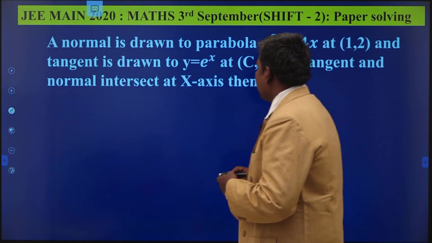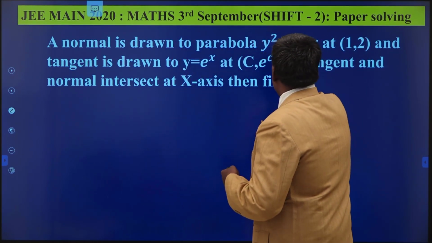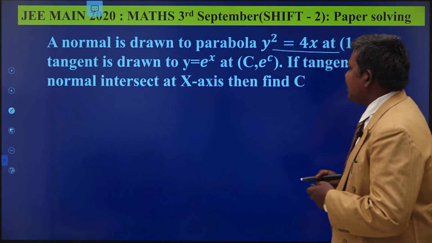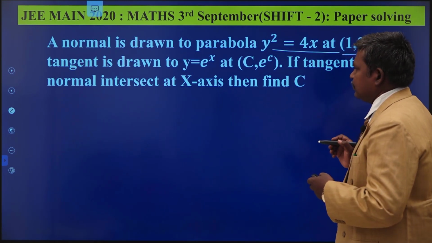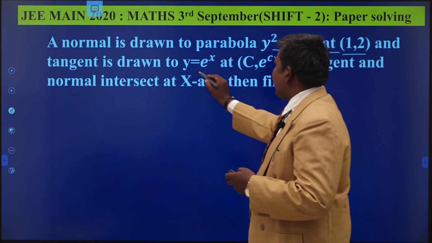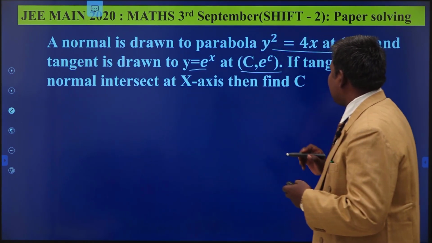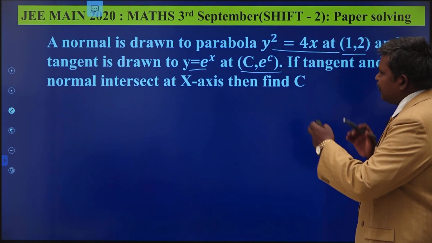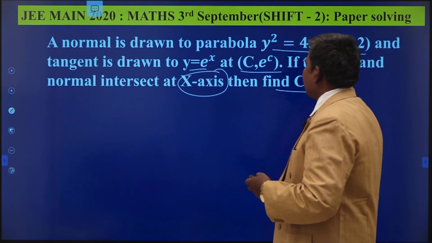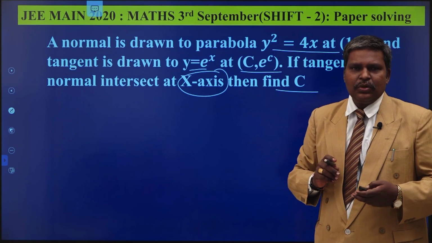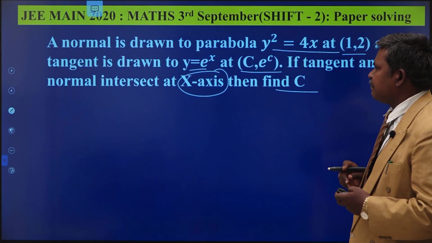This is the question related to tangents and normals. A normal is drawn to the parabola y square is equal to 4x at the point (1, 2), and a tangent is drawn to y is equal to e power x at the point (c, e power c). If this tangent and normal intersect on the x-axis, then you have to find the value of c.